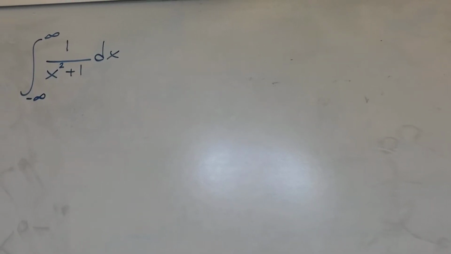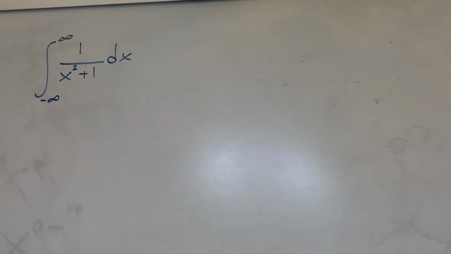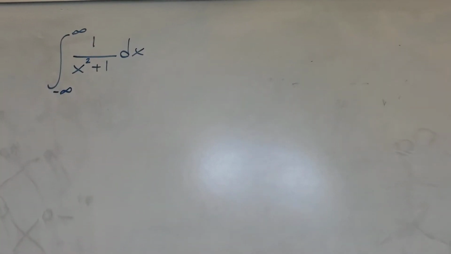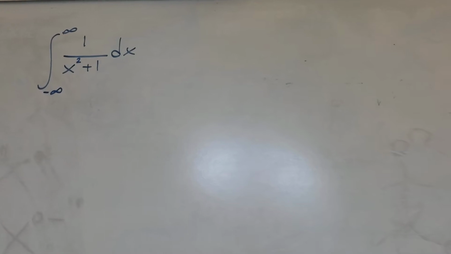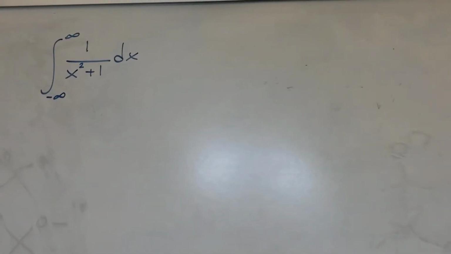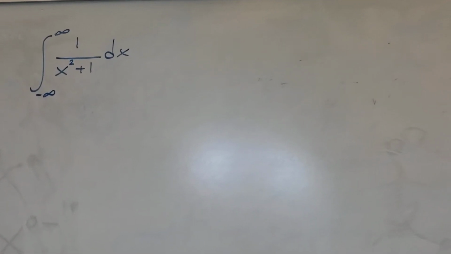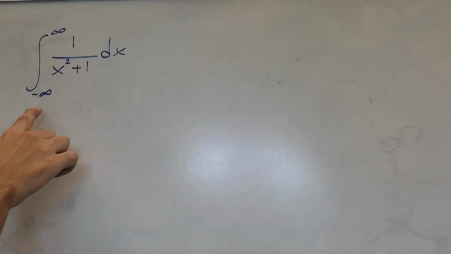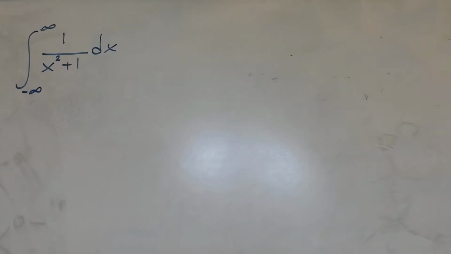Okay, so today what we're going to do is take the integral starting from negative infinity all the way to positive infinity of 1 over x squared plus 1. In order to do this definite integral, first of all, it's improper because you've got negative infinity and positive infinity as the bounds. Because of that, we're going to have to split this up into two separate integrals. I'll just show you that right now.